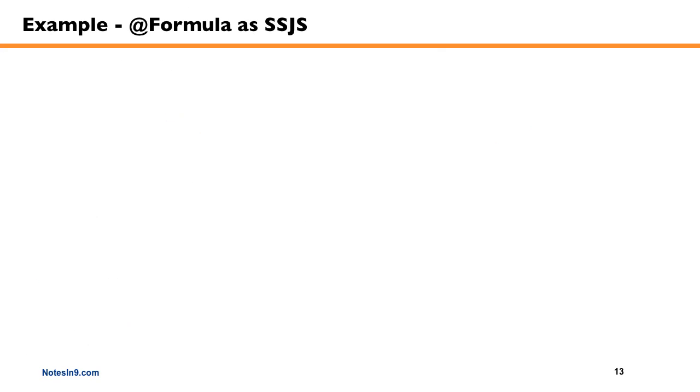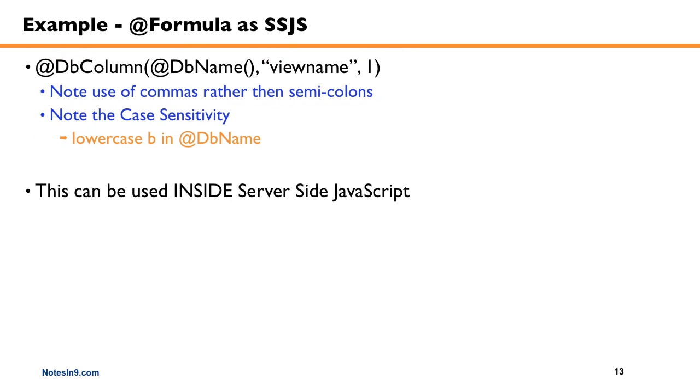Okay, so let's look at what I'm talking about here. Server-side JavaScript can take an @formula, basically. So here's an @formula, which could be inside server-side JavaScript. You probably know what this does without having to look at it. @DbColumn, @DbName, a view name. So let's just do a lookup for a particular view, basically, a DbColumn. Now there's a couple differences here. We're going to use commas rather than semicolons. It's very case sensitive. Note the open and close paren after the @DbName. But other than that, it's @formula language. It's something that you're probably very familiar with.